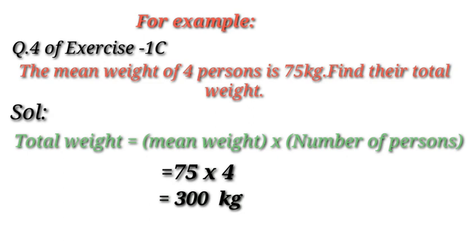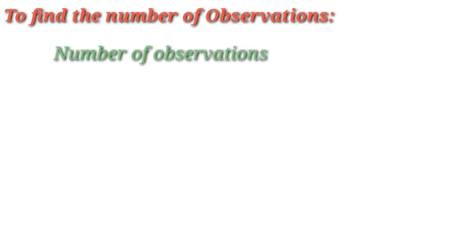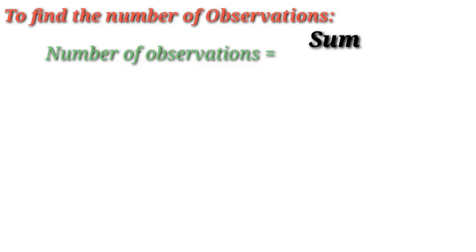So children, when you are given mean and the number of observations, their product equals the sum of observations. This is the second type of question. Okay. Now let's learn to find the number of observations, the third type of question possible. As you know, mean equals sum of observations upon number of observations. So how can you find the number of observations? Sum of observations divided by mean. Clear?